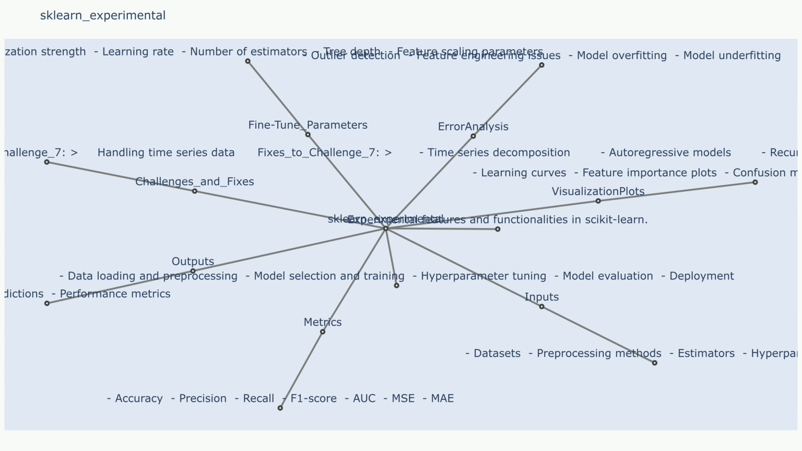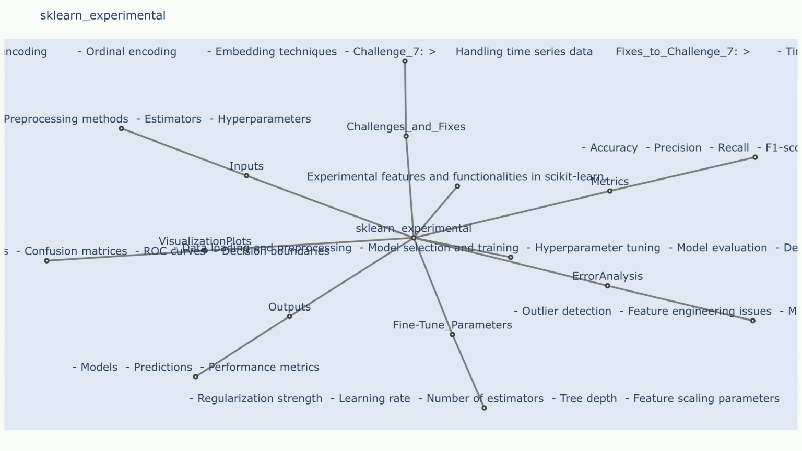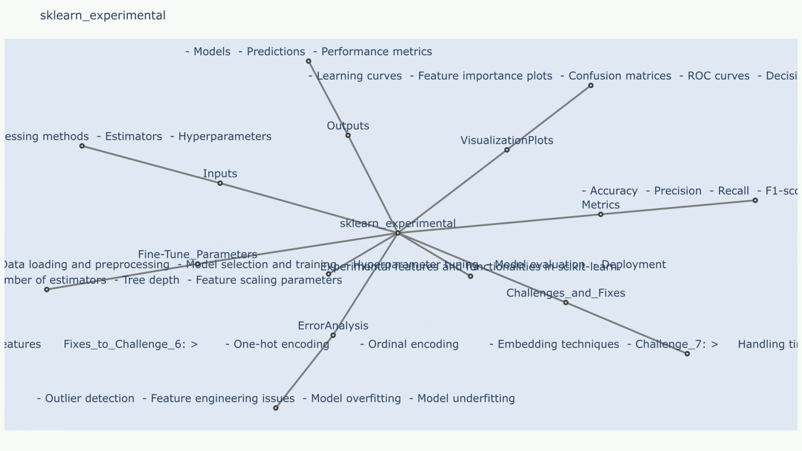Uncertainty methods. Uncertainty method 1. Explain in detail. The uncertainty methods used with experimental features may vary depending on the feature and its underlying algorithms. For example, some experimental features might support methods like confidence intervals or Bayesian inference for quantifying uncertainty. Uncertainty method 2. Explain in detail. Challenges and fixes. Challenge 1. Explain in detail.